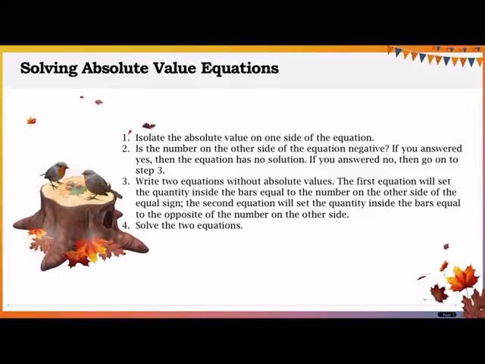So, absolute value equations. If we go back through our guided notes that we did the other day, we start with isolating the absolute value on one side of the equation. Then we ask, is the number on the other side of the equation negative? If it is negative, then we know we can't have a solution. If it's not, we can go on. And then we have to write two equations with absolute values, and then we're going to solve the two equations.